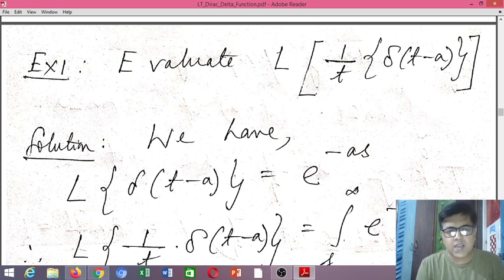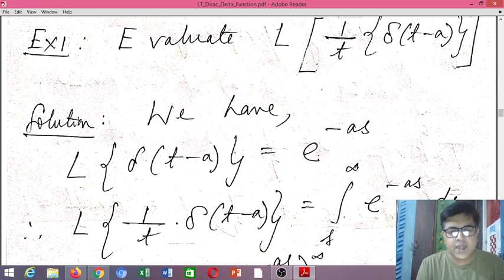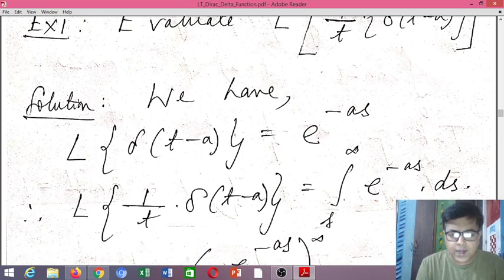Now coming to one example, very simple example though, let's say you are asked to evaluate the Laplace transform of 1 by t into delta(t minus a). Now you all know, just now we did, the Laplace transform of delta(t minus a) is e to the power minus sa, right? We already did a property called division by t, if you remember. So if we apply the division by t property, because we already know the Laplace transform of delta(t minus a), which is e to the power minus sa, let's say that's equal to f bar(s).